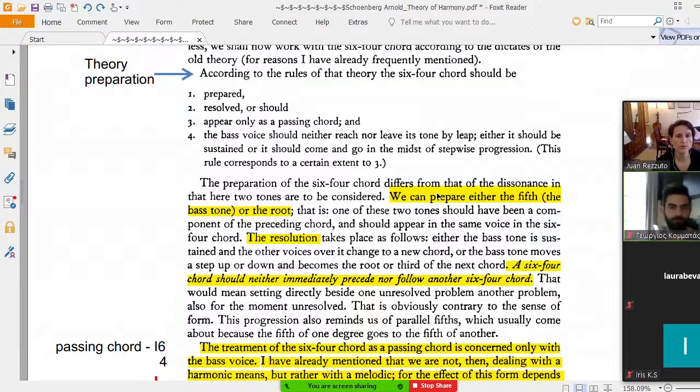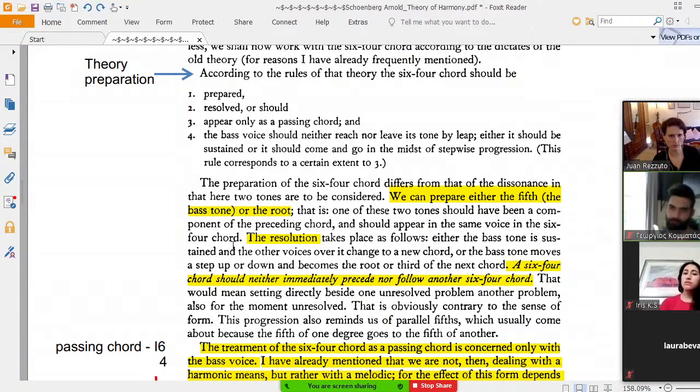The preparation of the 6-4 chord differs from that of the dissonance in that here two tones are to be considered. We can prepare either the fifth, the bass tone, or the root. One of these two tones should have been a component of the preceding chord, that's the preparation, and should appear in the same voice in the 6-4 chord. When I say in the same voice, please, because I have seen many times in previous exercises that the voice doesn't resolve in the note that it should, or it doesn't prepare, at least in another voice. So careful with that.